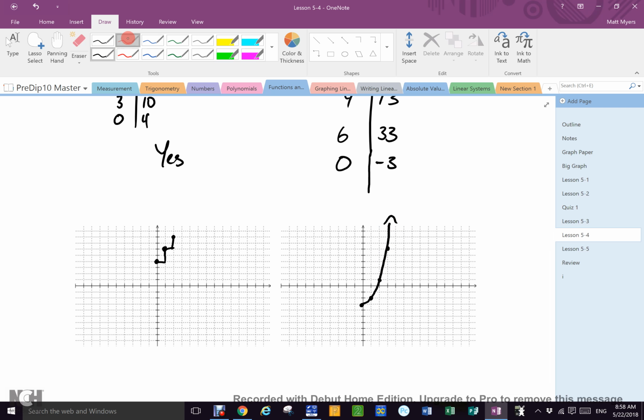Now, here's something that's kind of neat. What's negative 1 squared? 1, minus 3? Negative 2. What's negative 2 squared, minus 3? 1. Negative 1, negative 2. Negative 2, 1. What will negative 3 be without even doing the math? If 3 was 6, what will negative 3 be? 6.